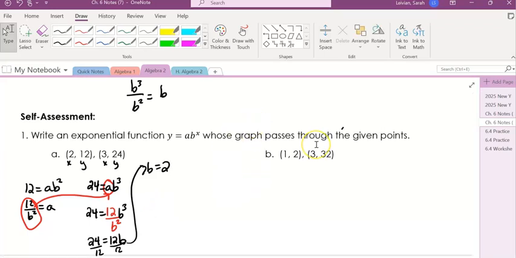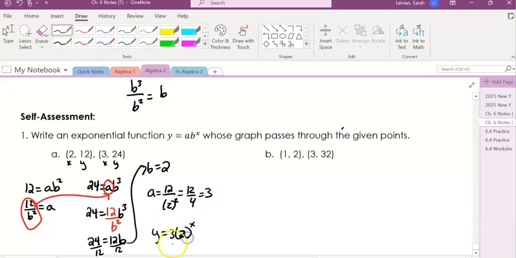So if we go ahead and then we know that b equals 2, we know that a is 12 over b squared. So 12 over 4, which is 3. So remember that you're plugging in a, b to the x. So 3 times 2 to the x.